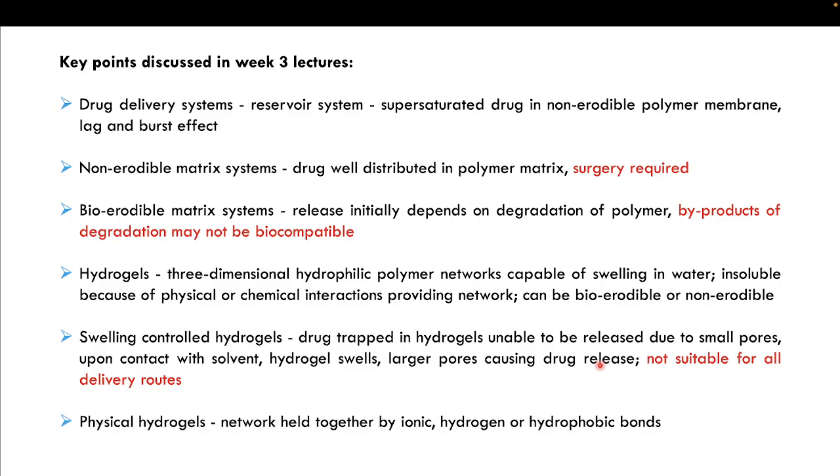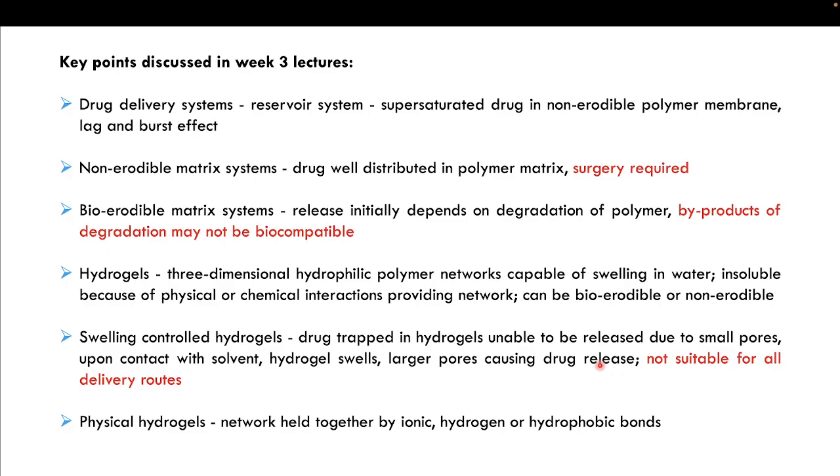And so hydrogels can be divided into two types: physical and chemical. Physical hydrogels are nothing but networks which are held together by physical bonds. These bonds could be ionic, hydrogen, or hydrophobic bonds. So there is no covalent bonding, no very strong bond holding these interactions together. So that's why these are known as physical hydrogels.